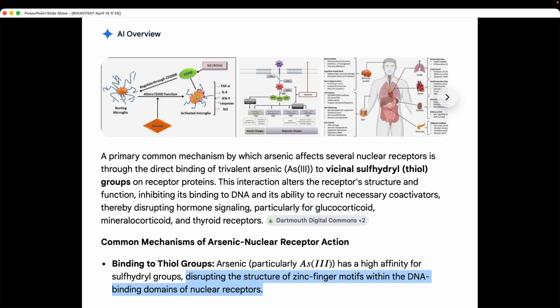So it is binding directly to the receptor, but not by mimicking the hormone and binding to the hormone binding domain, but rather binding to some of the specific amino acids, the sulfhydryls, the cysteines, and inhibiting binding to the DNA. Okay? So it says binding thiol groups. Arsenic particularly has high affinity for sulfhydryl groups, disrupting the structure of zinc finger motifs within the DNA binding domains of nuclear receptors. And again, I know about this topic, and I'm like, whoa, that is interesting. So I just want to show you that.